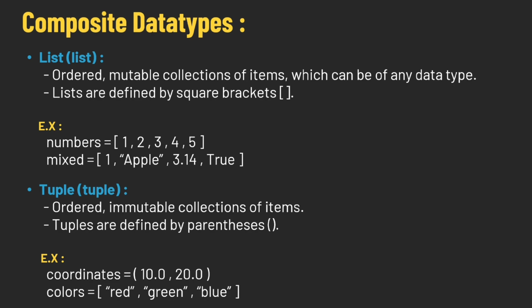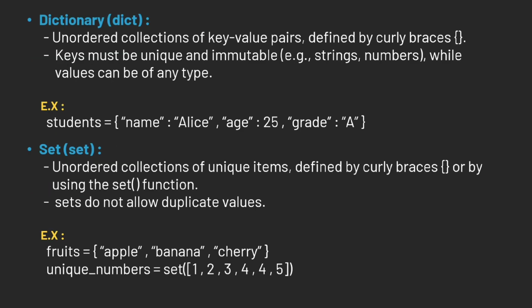Second, tuples. Imagine a tuple as a fixed set of values like coordinates, latitude, longitude. Like list, tuples also maintain order. Once you create a tuple, you can't change its content. Example of tuple is given below. It is defined by parentheses. Remember, lists are flexible and allow modifications, while tuples are rigid and unchangeable.